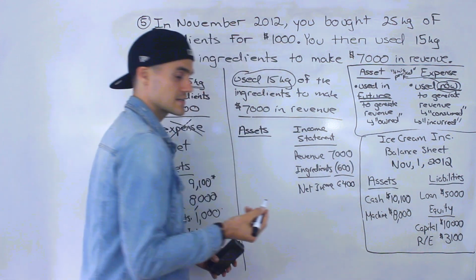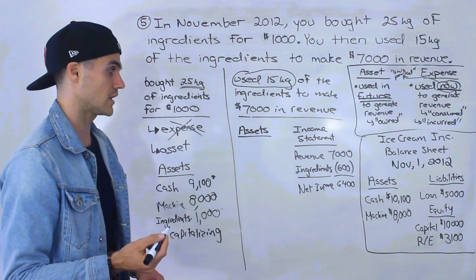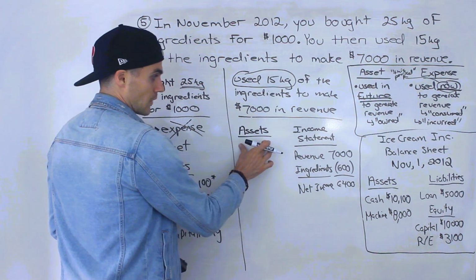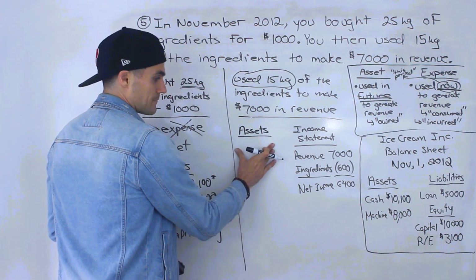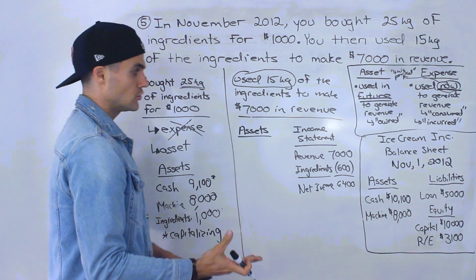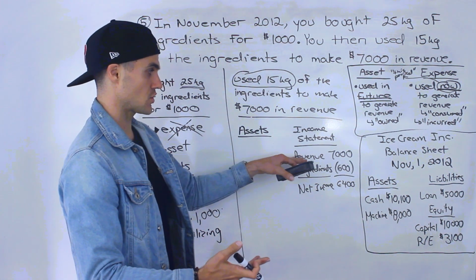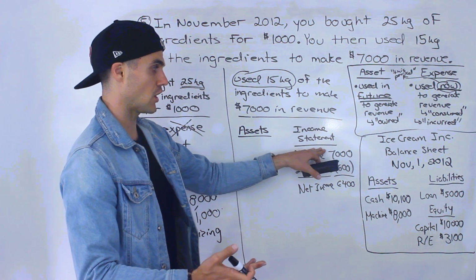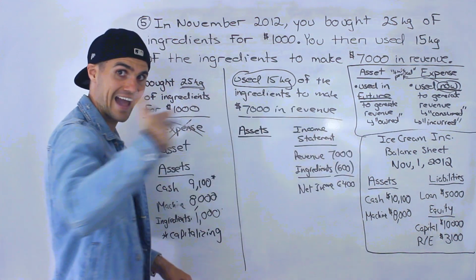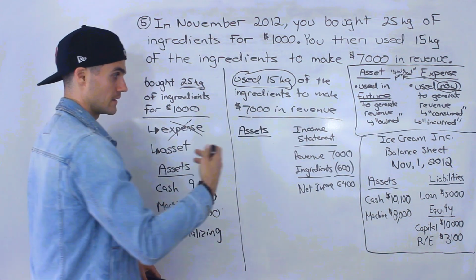Right, $7,000 minus the $600 of ingredients. And so how is the left side of the balance sheet going to change? Well, notice that these are all cash transactions. So this $7,000, we are getting cash for that.